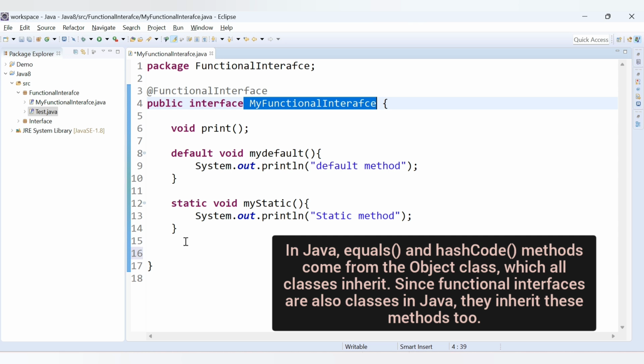So remember, when the interviewer asks you whether a functional interface can have equals and hashCode methods, the answer to the question is yes.